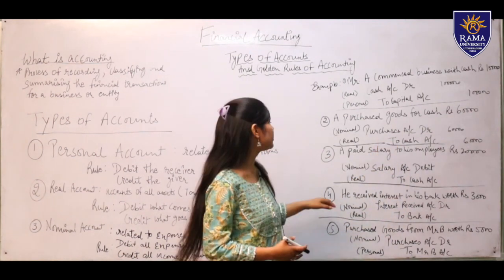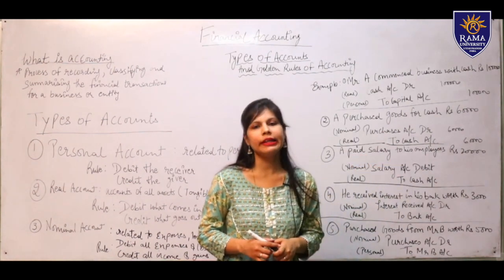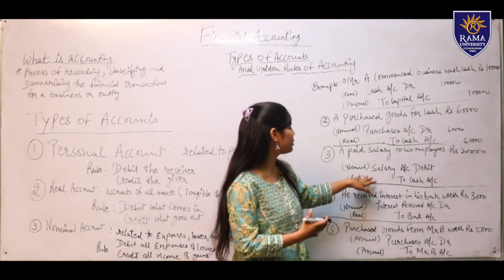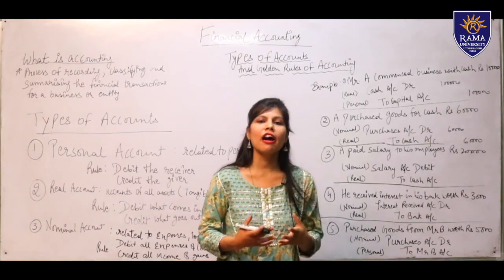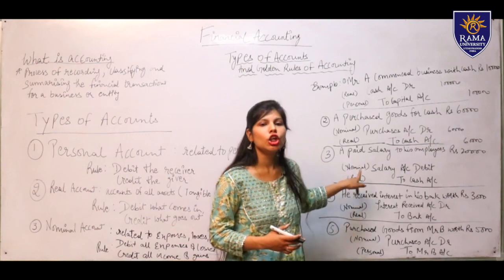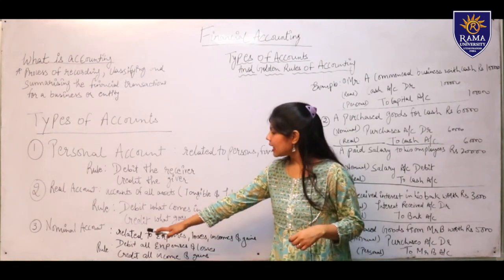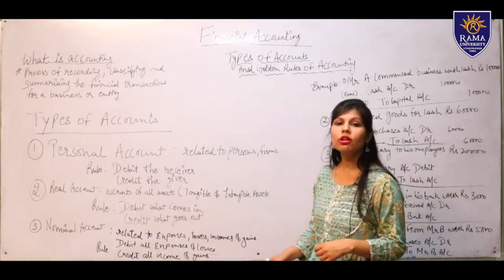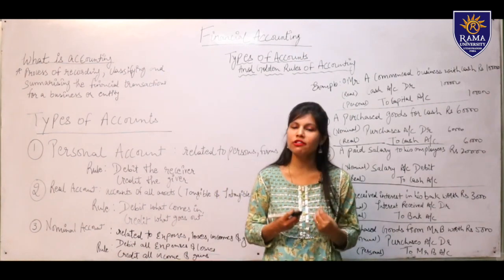The next transaction is: A paid salary to his employees, rupees 20,000. We'll just see the entry: salary account debit to cash account. Why have we debited salary account here? Let's understand. Salary is our nominal account. Again we'll go to the definition: nominal account is related to expenses and losses. So while we are giving salary to our employees, this is an expense of the business.